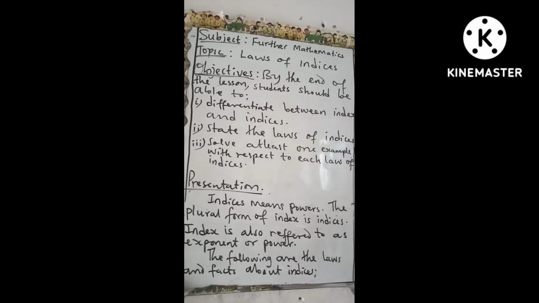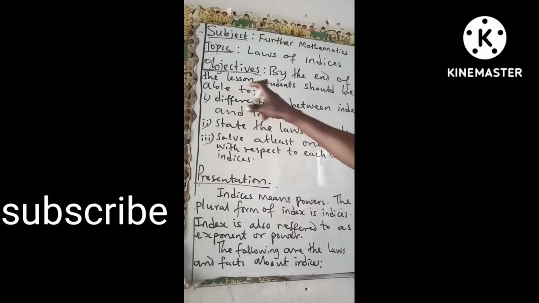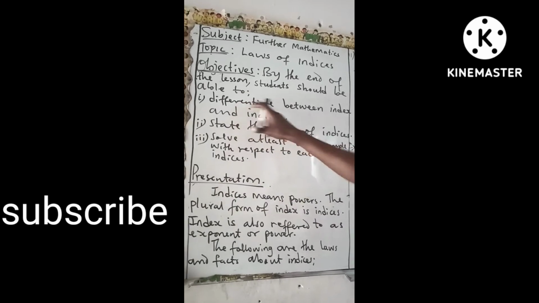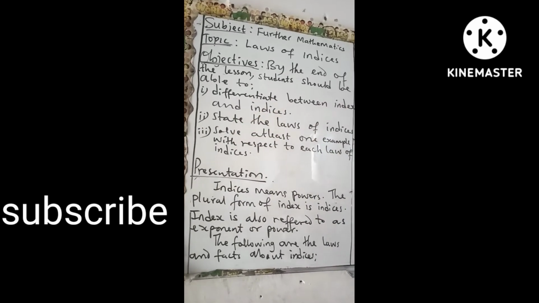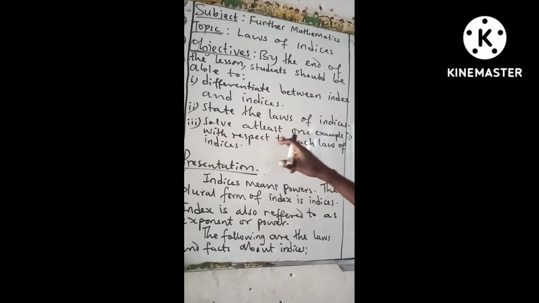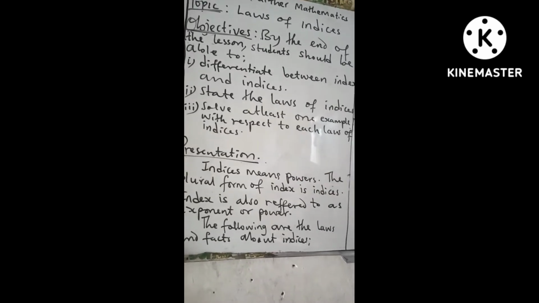Now today I want us to look at further mathematics. The topic is laws of indices. Objectives: by the end of the lesson, students should be able to: 1. Differentiate between index and indices. 2. State the laws of indices. 3. Solve at least one example with respect to each law of indices.